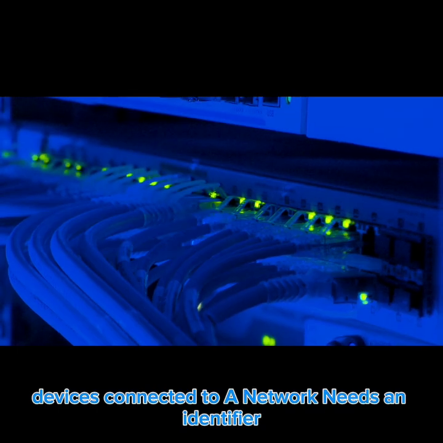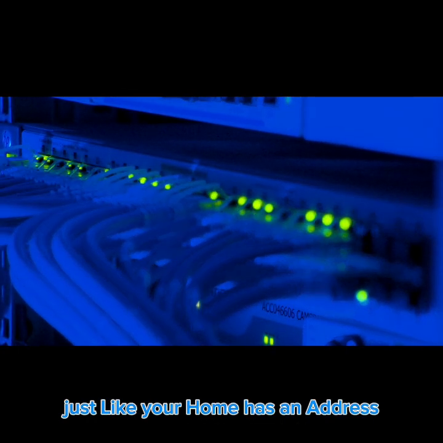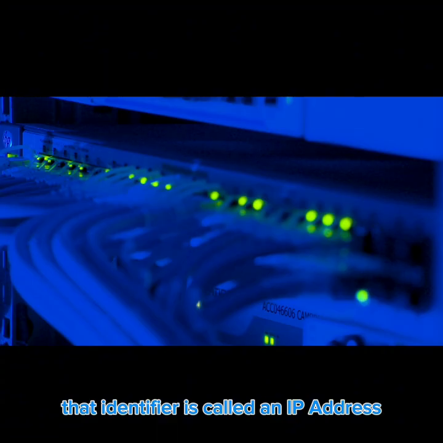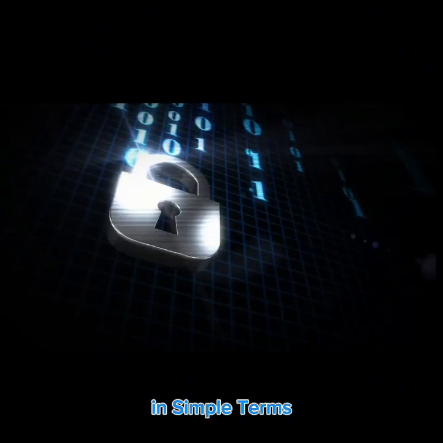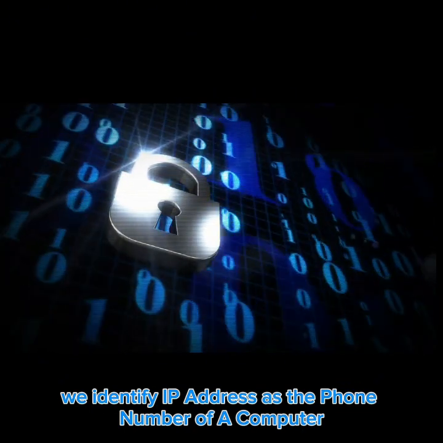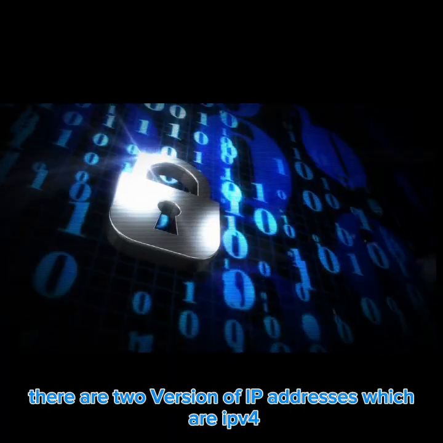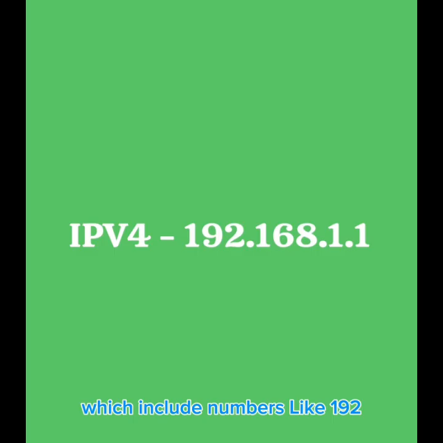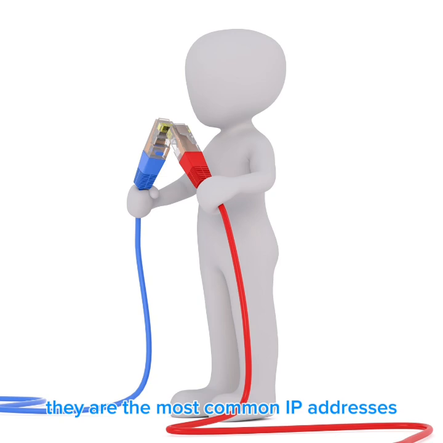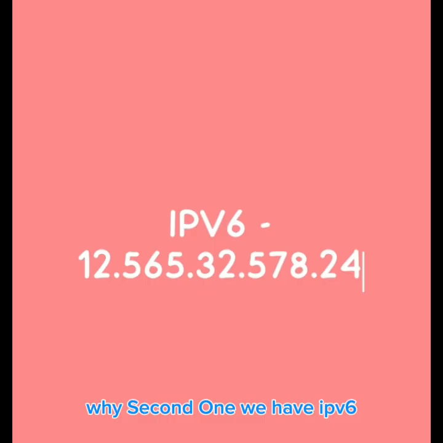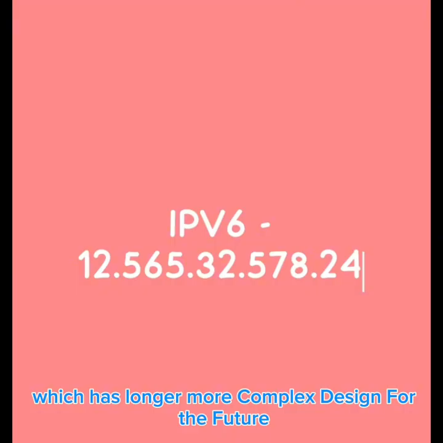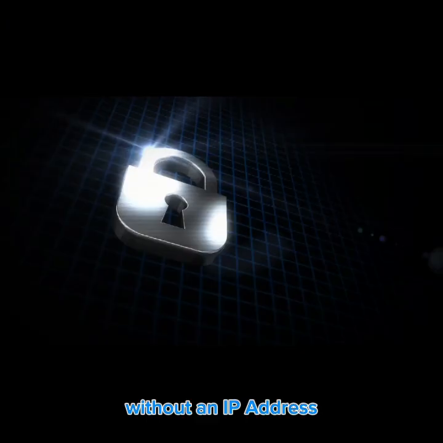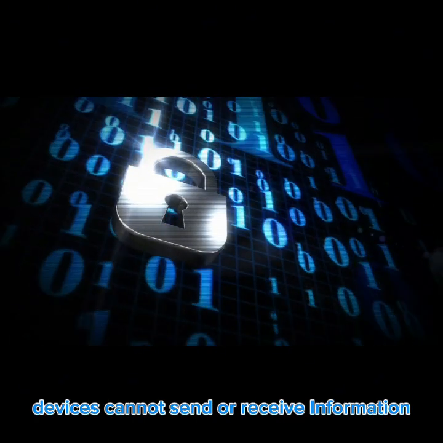Every device connected to a network needs an identifier, just like your home has an address. That identifier is called an IP address. In simple terms, we can think of an IP address as the phone number of a computer or device. There are two versions of IP addresses. IPv4 includes numbers like 192.168.1.1, and it is the most common. The second one is IPv6, which has a longer, more complex design for the future. Without an IP address, devices cannot send or receive information.